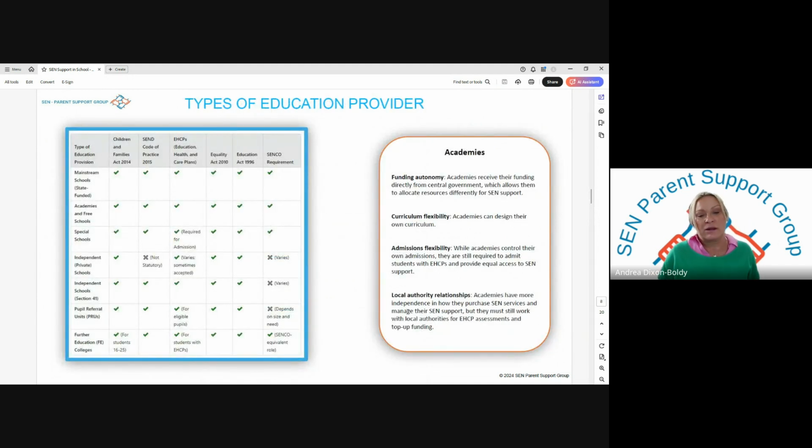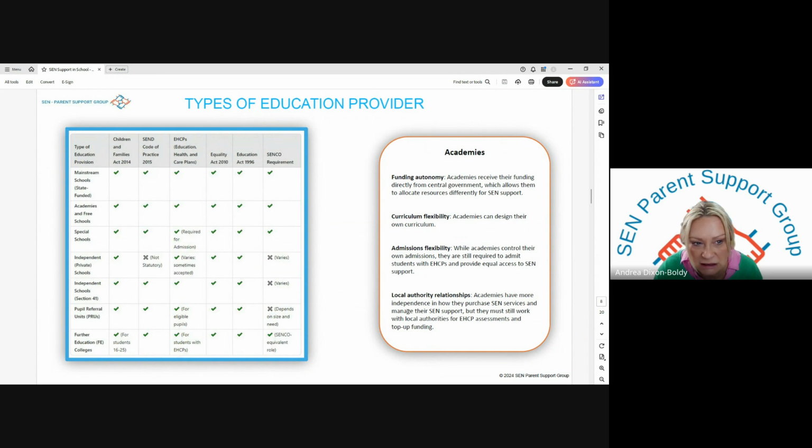Now, it could be that once you have done that, there is specificity that you require a specific school. So the types of education providers that are out there: there's the mainstream schools, which are state funded. There's academies and free schools, special schools, private independent, Section 41, which are named by the local authority under the local authority's governance, pupil referral units, and further education.